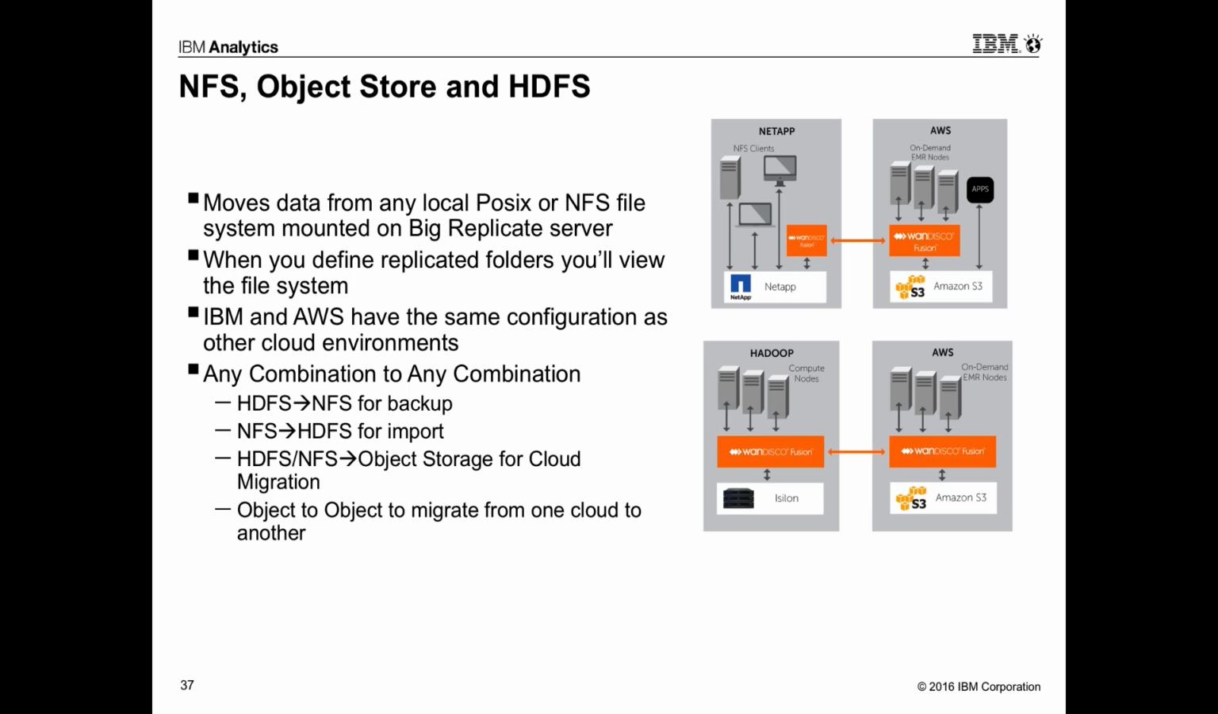Another big use case for BigReplicate is, again, not only can it do HDFS, but it can replicate data between any combination of NFS mounted file system, local file system, or object storage on the cloud. BigReplicate allows you to replicate data between any of those combinations.